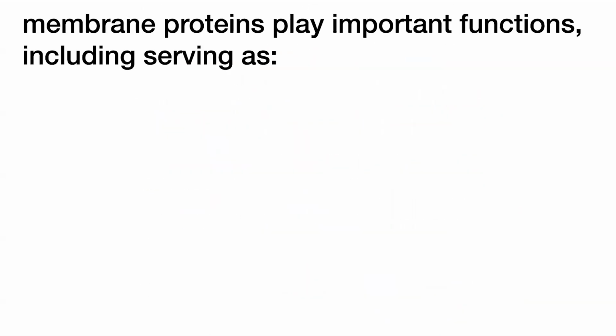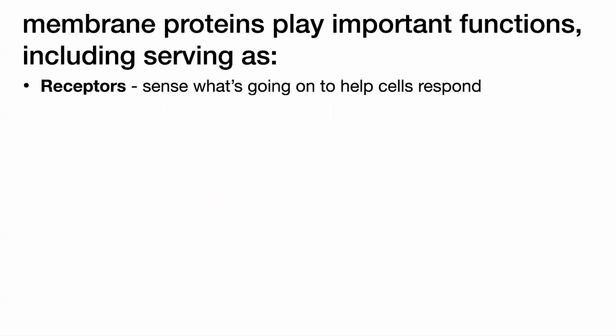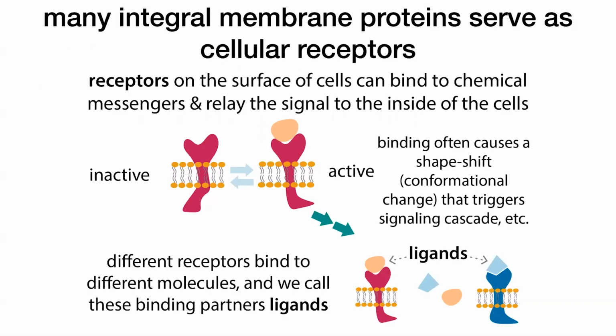Membrane proteins play important functions, including serving as receptors. So they're going to be able to help sense what's going on so that the cells can respond to signals. These signals can be chemical messages, various chemicals, hormones, etc. And what happens is if you have these receptors that are traversing the membrane, they can bind to those chemical messengers and kind of change shape, undergo a conformational change. And by doing this, they can relay the signal to the inside of the cells. Now, often what happens is you get a signaling cascade. And so if you have a receptor and you impact the receptor, you can impact a lot of downstream things.